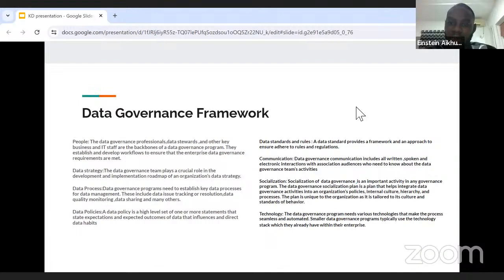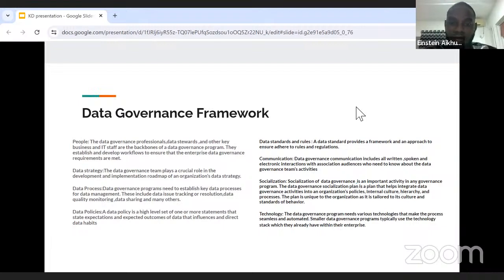The data standards provide a framework and an approach to ensure adherence to rules and regulations. Like I said earlier, there are legal policies put in place by various jurisdictions, and every organization has to adhere to those rules. So data standards and rules are part of the framework to ensure adherence to the rules and regulations.